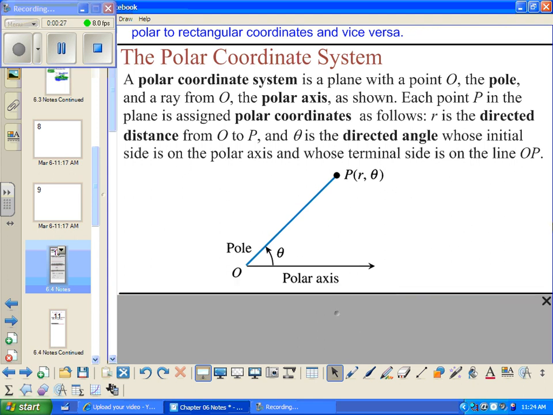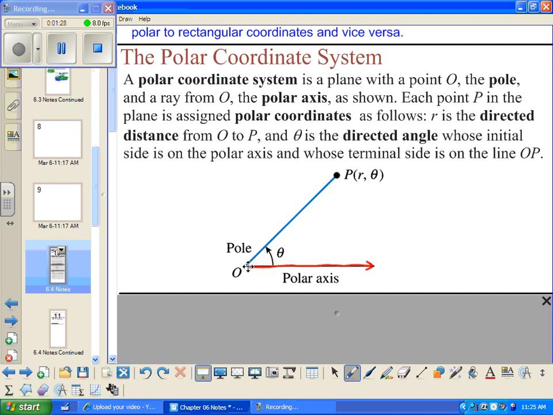Basically, our definition is: a polar coordinate system is a plane with a point O called the pole and a ray from O, the polar axis, as shown. Each point P in the plane is assigned polar coordinates as follows. r is the directed distance from O to P, and theta is the directed angle whose initial side is on the polar axis and whose terminal side is on the line OP. So remember, initial side is simply talking about our normal initial side being the horizontal, generally from the origin, if you think about your unit circle.